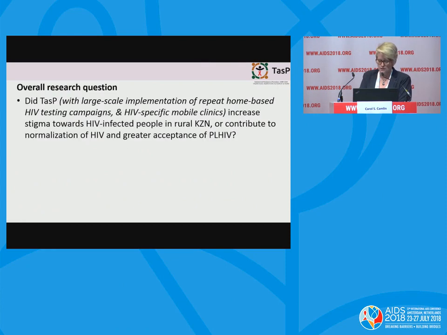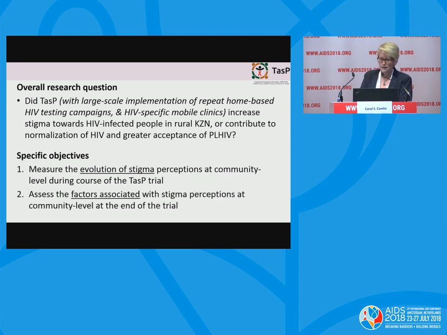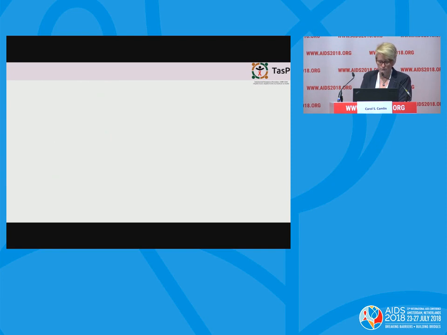Finally, in TasP, the overall research question was: did TasP, with its large-scale implementation of repeated home-based testing and mobile clinics, increase stigma towards people living with HIV/AIDS in rural KwaZulu-Natal, or contribute to the normalization of HIV and greater acceptance of HIV? The specific objectives were to measure the evolution of stigma perceptions at community level during the course of the trial and to assess factors associated with stigma perceptions at community level at the end of the trial.